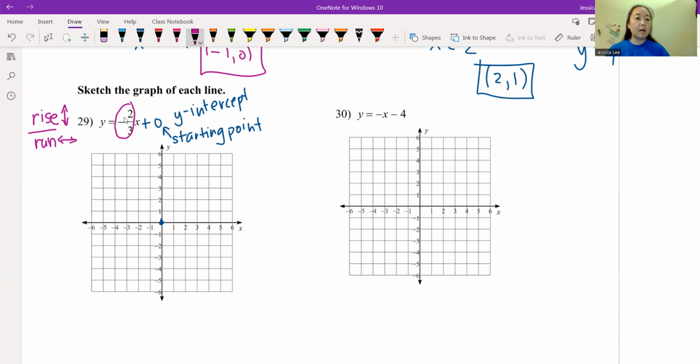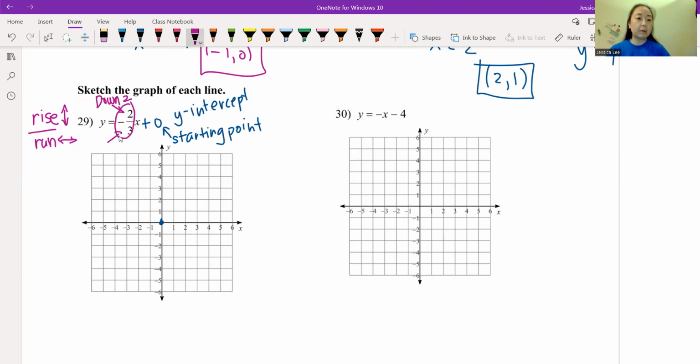So the rise, this negative only goes to one of them. You can choose which one it goes to. It could go to the top or it could go to the bottom, but it can't go to both, because if it goes to both, you've canceled out your negative and it's now positive. It can't do that. So we're just going to bring that one to the top. So this one is going to go down 2.